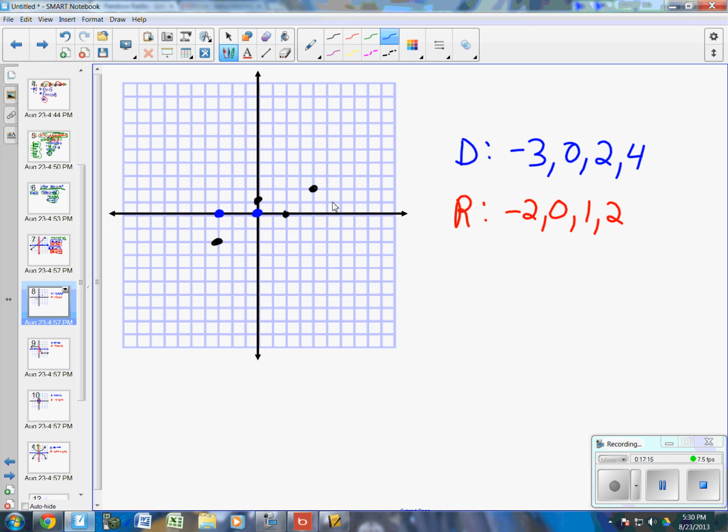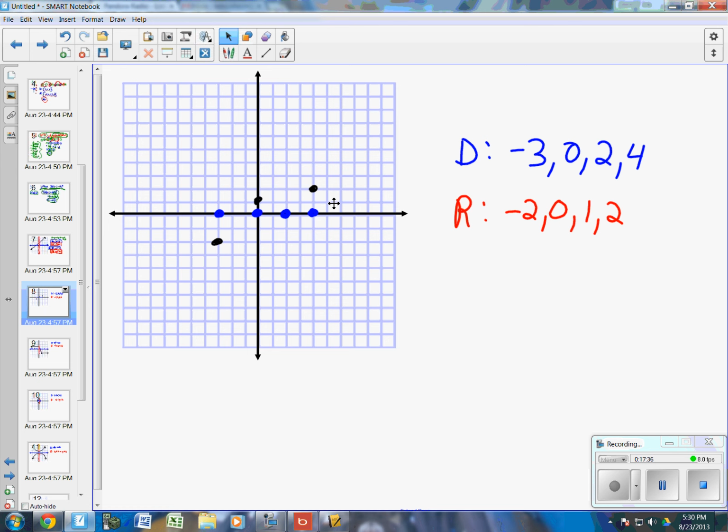I go over to (2, 0). Well, 2 is the domain number for that, so it's right on top of that point, so I'm going to color that point in blue. Then I go over to the point at (4, 2). Its x number is 4, so I color that in just below it. Notice that you just had to go up or down until you hit the x-axis for the domain.